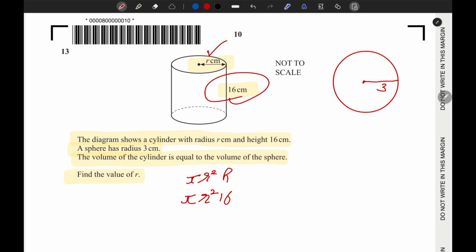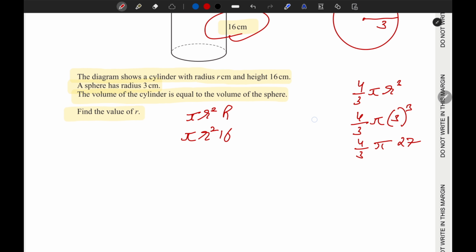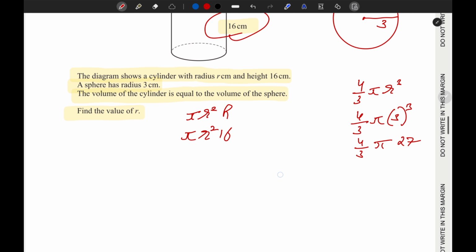We know the formula, or you can refer to the formula booklet. So that will be 4 by 3 pi r cube. So that is 4 by 3 pi, r cube is 3 cube. I think this will be 27. This is 4 by 3 pi, and this is 27. Now the volume of these two are equal. So I am writing it over here. Volume of these two are equal. So this is pi r square 16 equals 4 by 3 pi into 27.